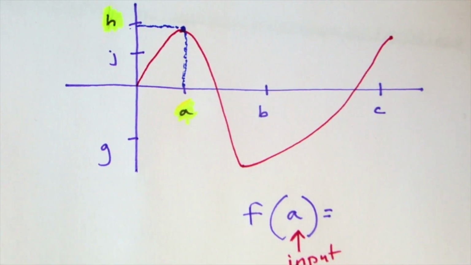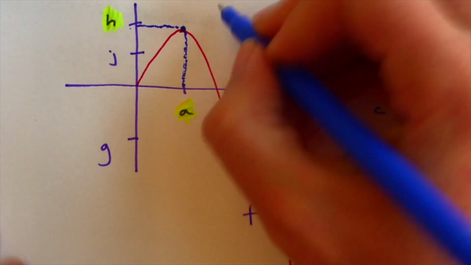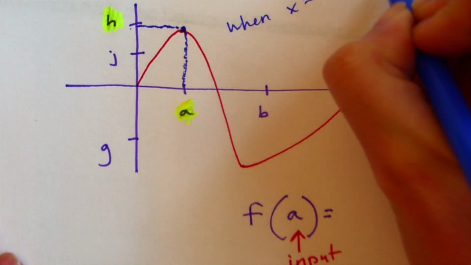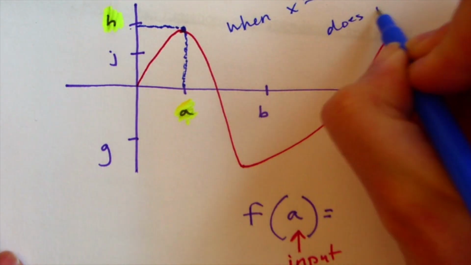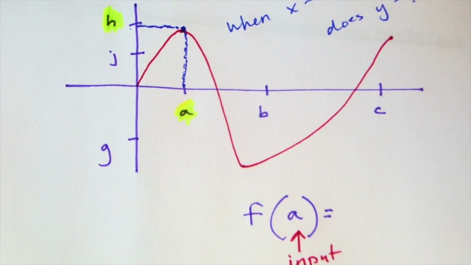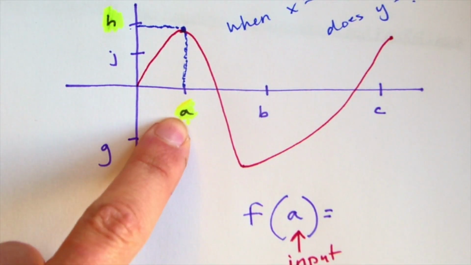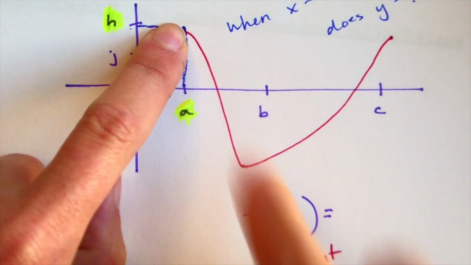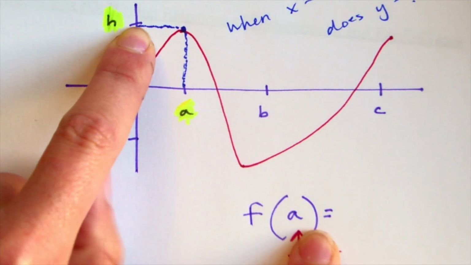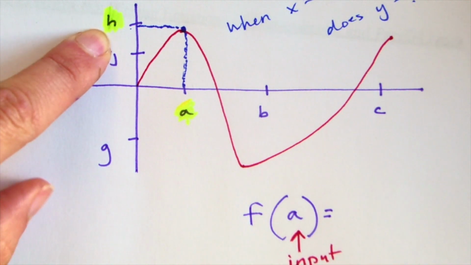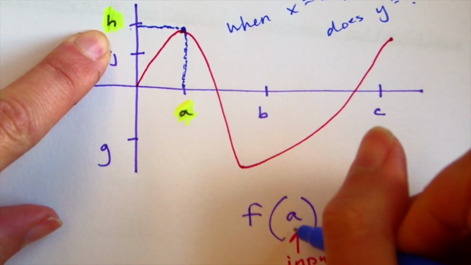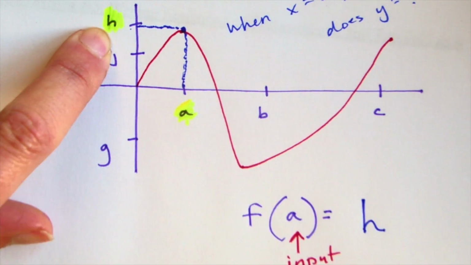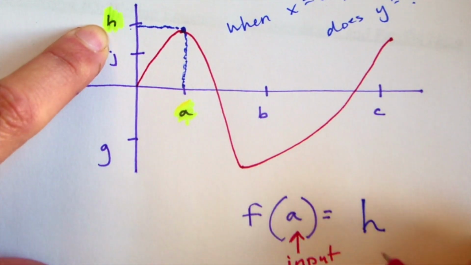So the question I ask myself in my head is, when x equals a, what does y equal? And that's what always helps me. When x is equal to a, travel up to the function, touch the function, and then travel over to your y-axis and say, okay, what does y equal? And here it's clear that when x is equal to a, it corresponds to the point where y is equal to h. Our output is h.